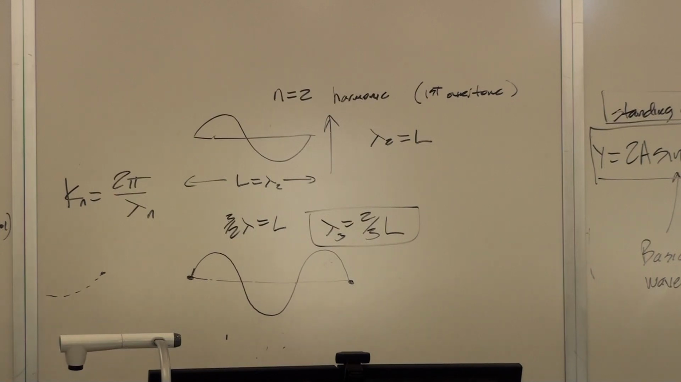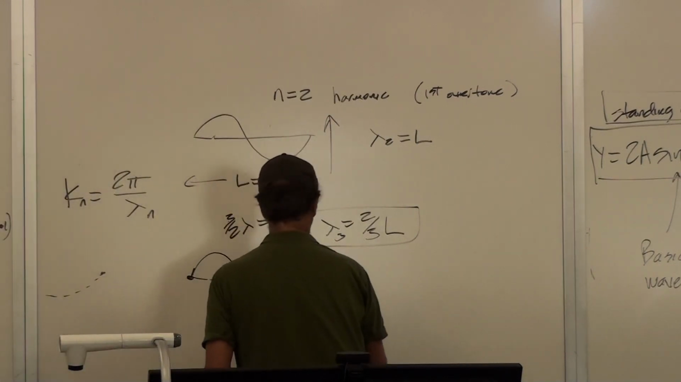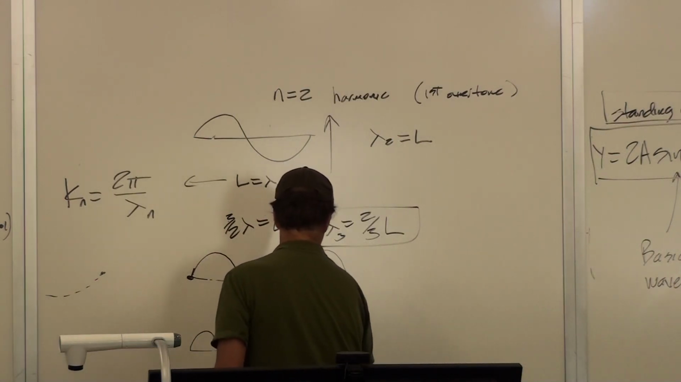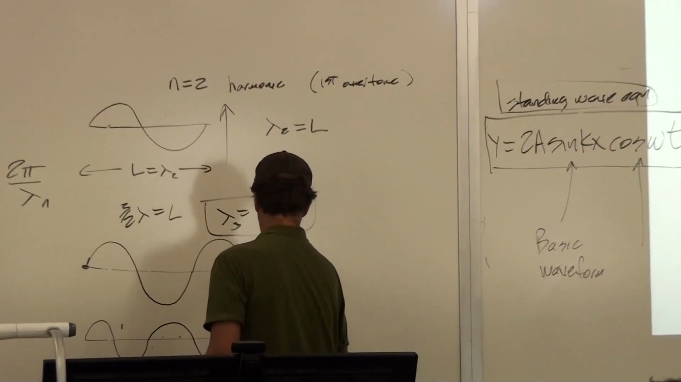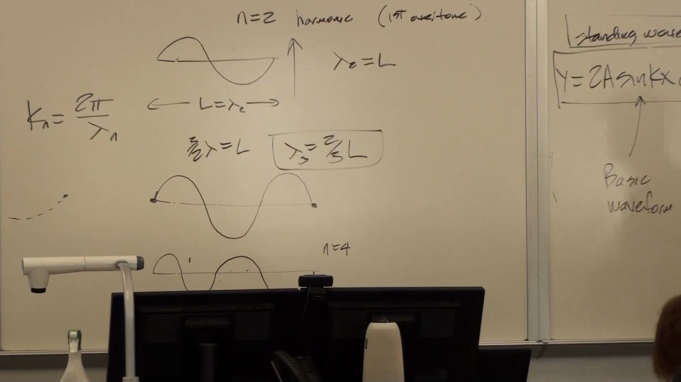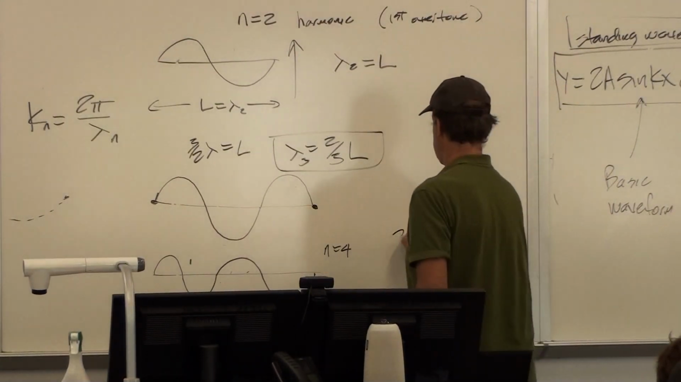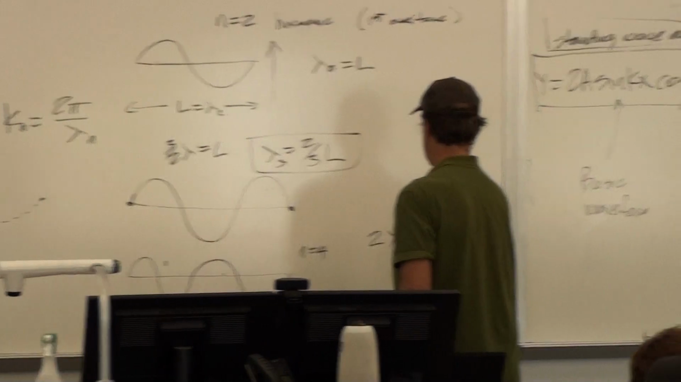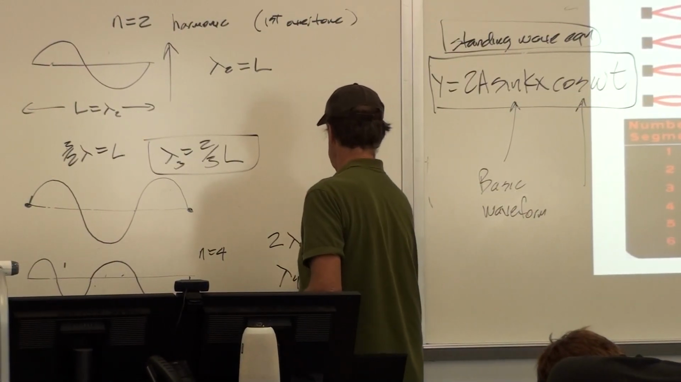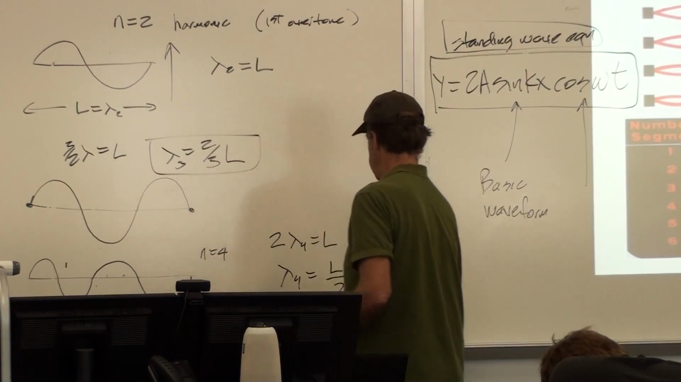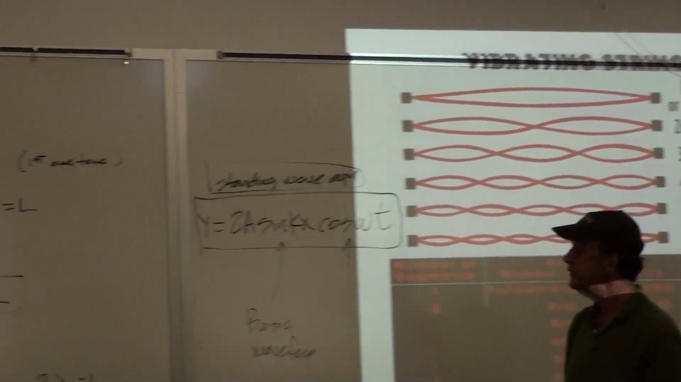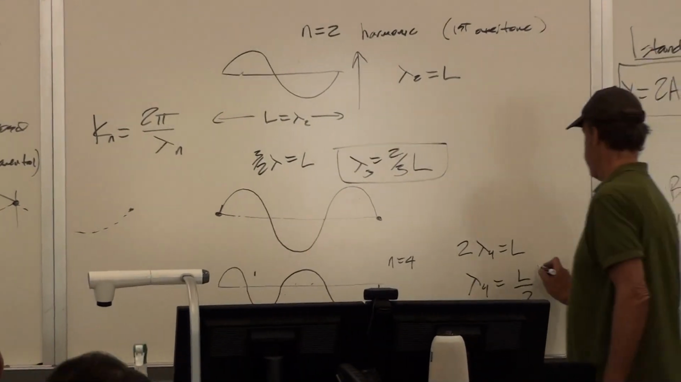And so if we want to do this one more time, 1, 2, 3, 4. This would be n equals 4. That's our fourth harmonic, or our third overtone. And so in this case then, you could say that 2 lambda 4 equals L. Okay? Or lambda 4 equals L over 2. Okay, and we could keep going, but I think we've got enough here to find a pattern.